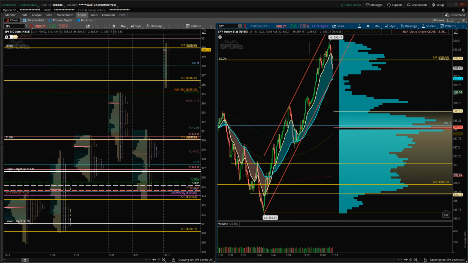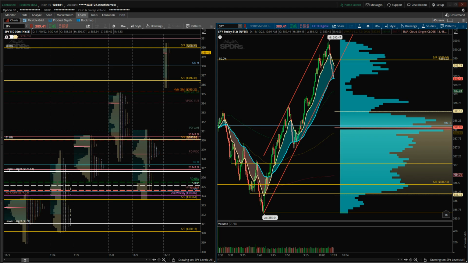Looking like we may have some structure breaking in a second. So, yeah, it looks like we did hit another supply zone and then consumed it. And now it's looking to see if there's some more demand up here. Would you look at that? Would you just look at it?